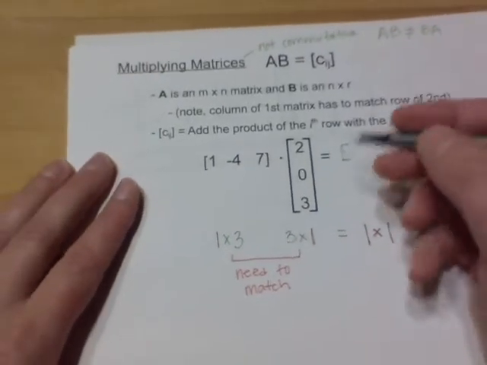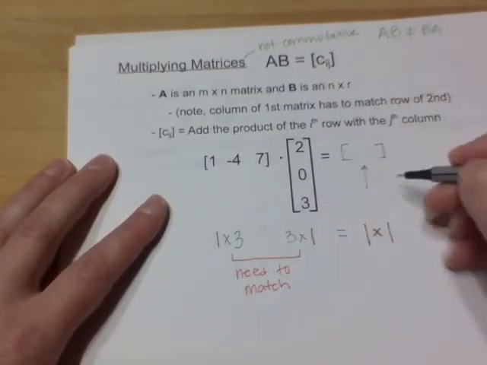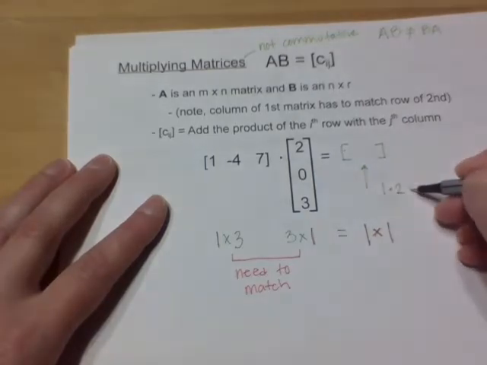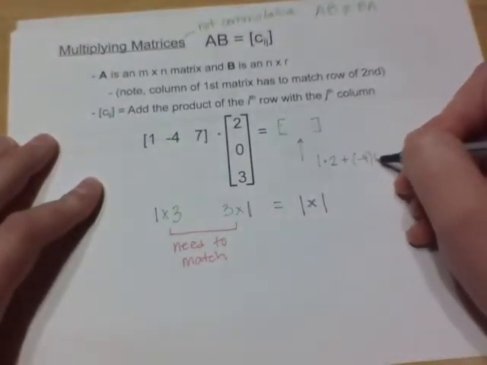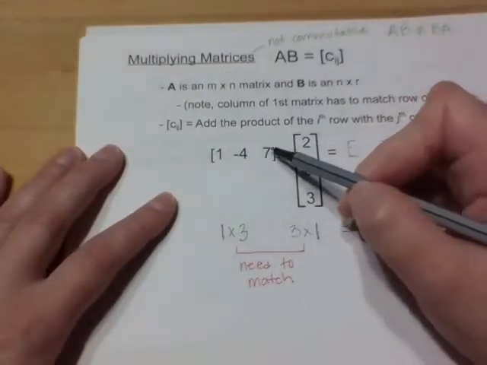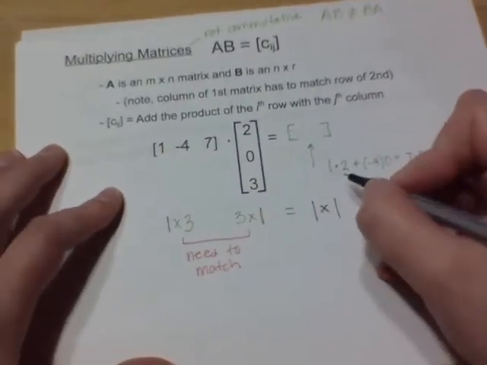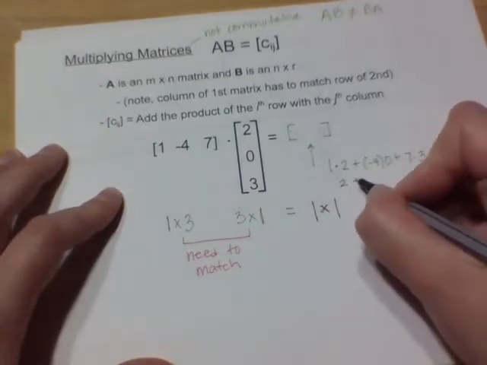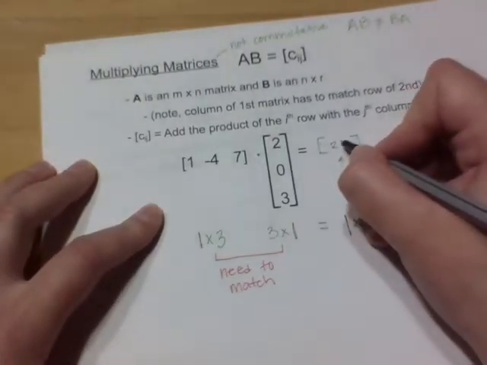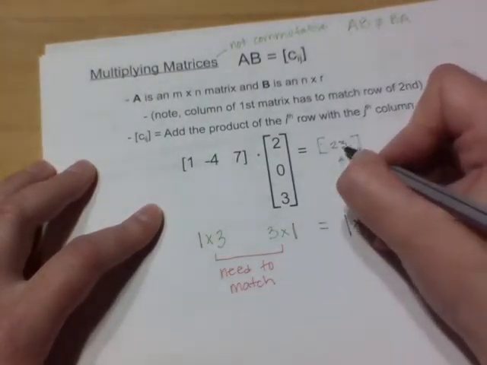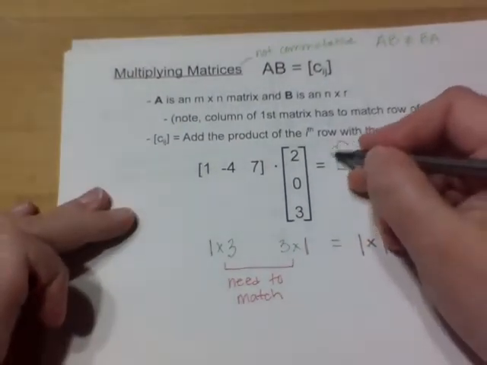So how do we get that term? To get that term, we're going to take this first digit and this first digit and multiply them, and then add it to the second digit times the second digit. And then add that to the third and the third. So we're going to take 2 plus 0 plus 21. And so our resulting matrix is literally just the number 23. So it's kind of weird, but there you go. That's your resulting matrix.